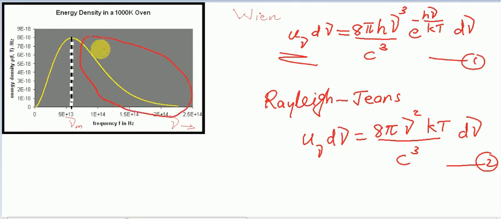This is the higher frequency region. That is, u nu d nu equal to 8 pi h nu cube divided by c cube e to the power minus h nu by k T d nu. This equation well explained the higher frequency portion of the black body radiation spectrum.